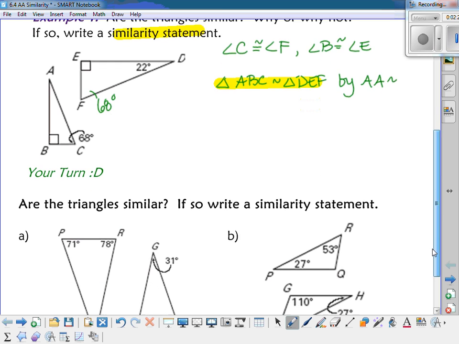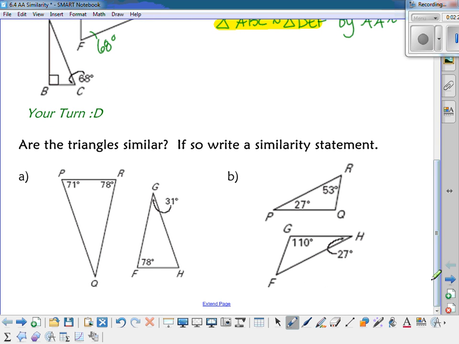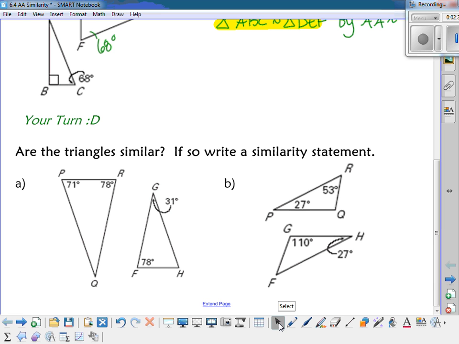Okay, so here are two examples for you to try on your own. Are the triangles similar? And if they are, write a similarity statement for them. So first, take a look at example A, see what you think, pause the video, and figure it out for yourself.